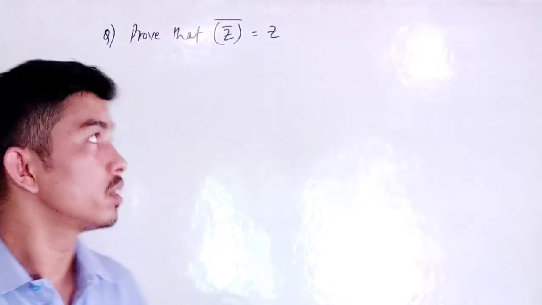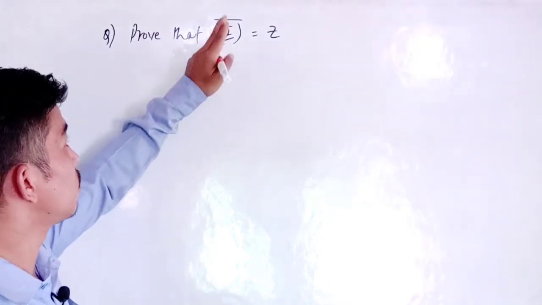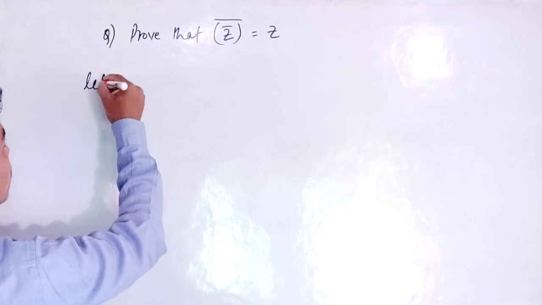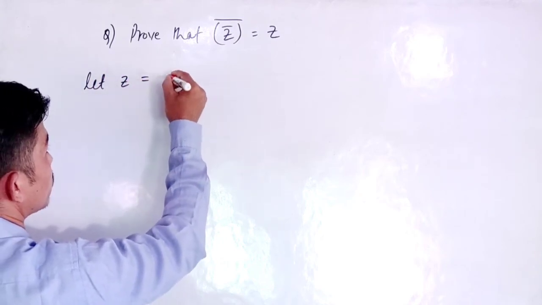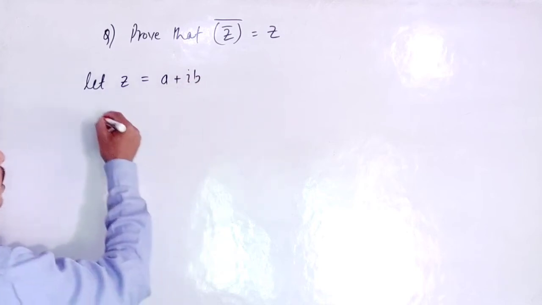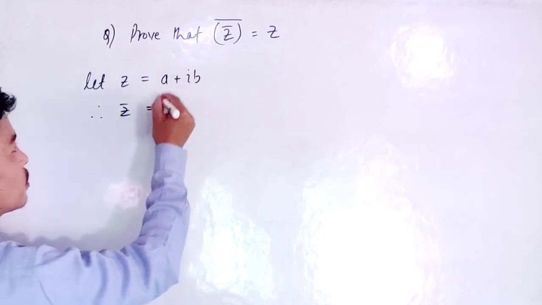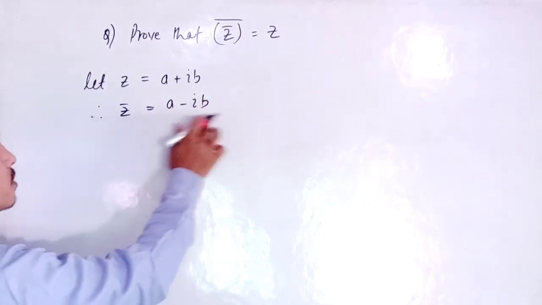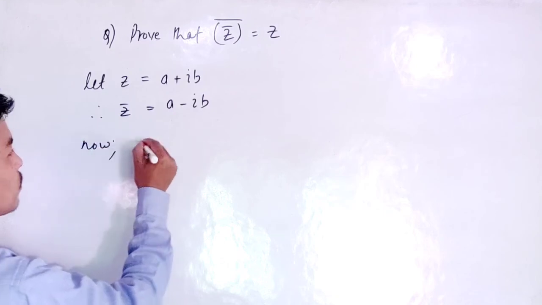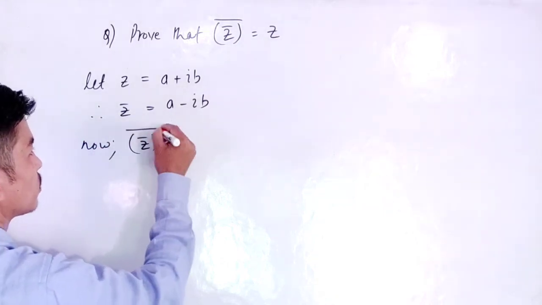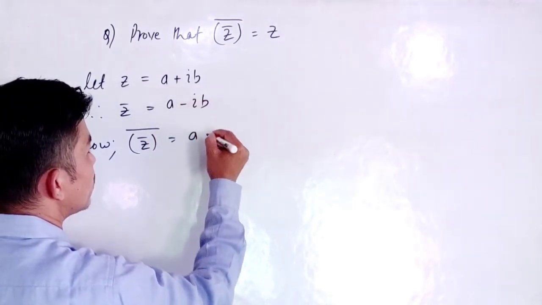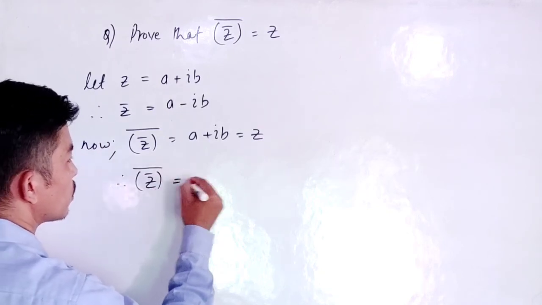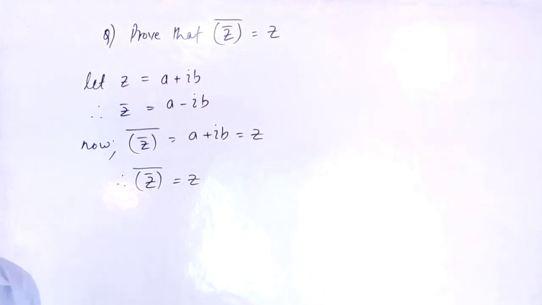Now I have taken another question that says prove that the conjugate of the conjugate is equal to the given complex number itself. What will I do? I'll write, let z be a complex number such that its value is a plus ib. Now I find its conjugate. Its conjugate will simply be a minus ib. Now I'll get the conjugate of this also. If I have to find the conjugate of the conjugate, simply changing the sign here, it will be a plus ib, which equals z. Therefore I get z conjugate whole conjugate equals the given complex number itself.